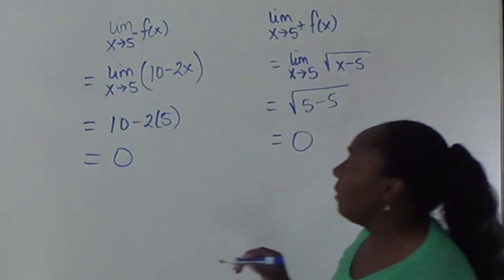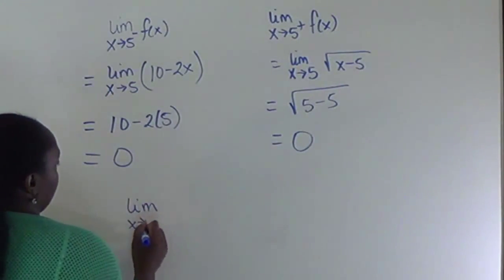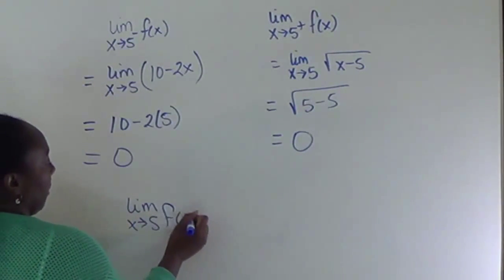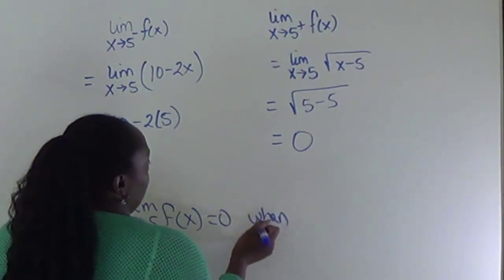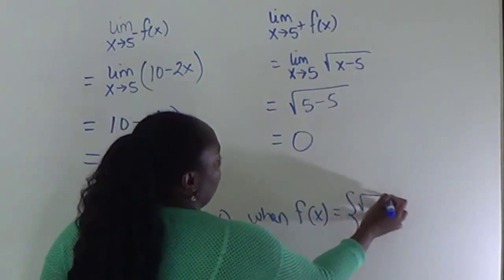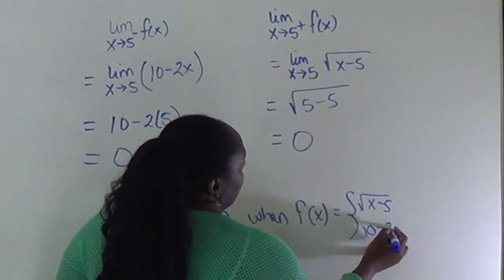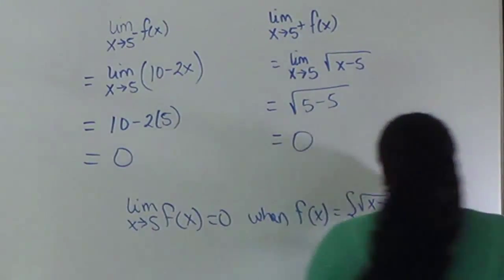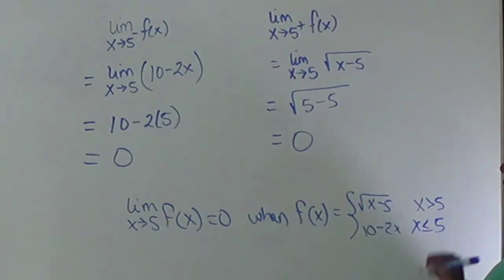And so here, this tells us the limit as x goes to 5 of f of x is equal to 0, when f of x is equal to our piecewise function, square root of x minus 5 and 10 minus 2x for x greater than 5 and x less than or equal to 5, respectively.